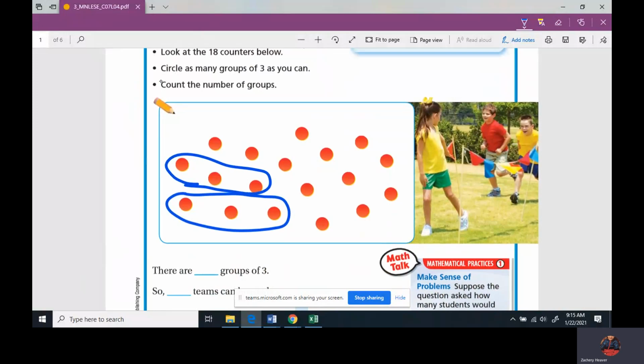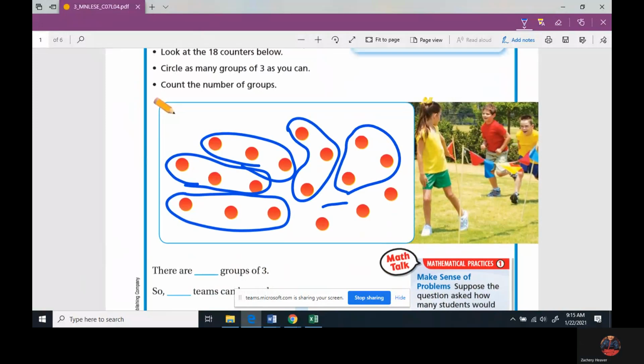Yeah, Jackson, do it. You like doing this, do it. Each circle is going to be one team. So yours is going to look different than mine. They don't have to be the same. Annie, how many groups do you have?